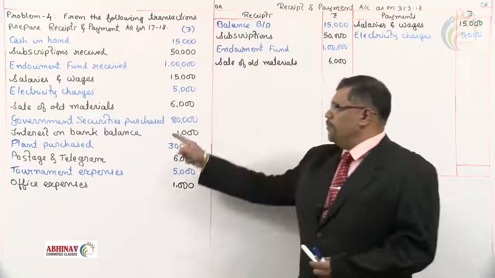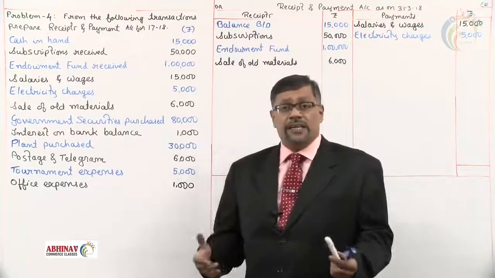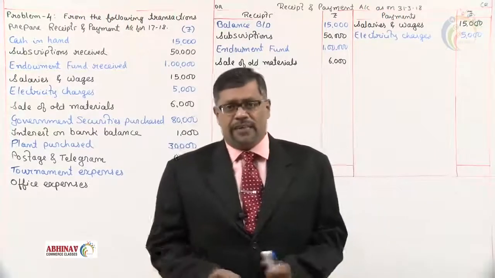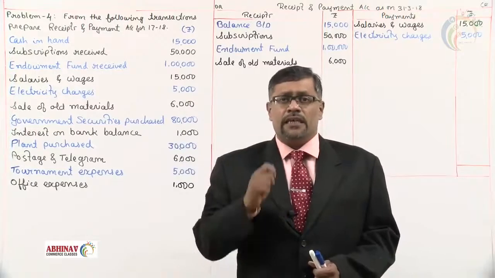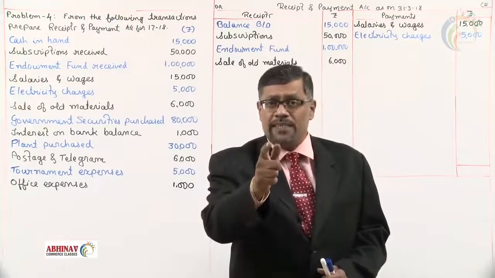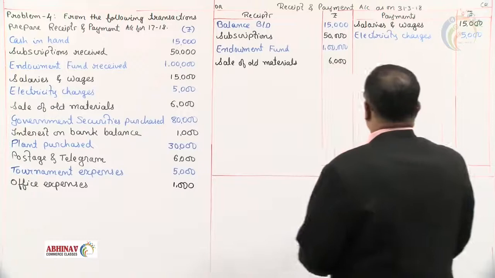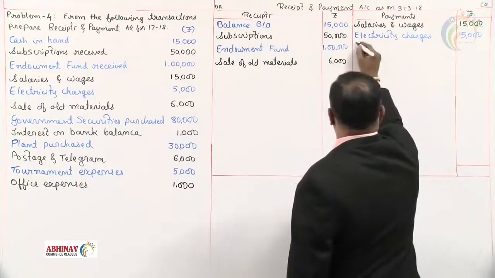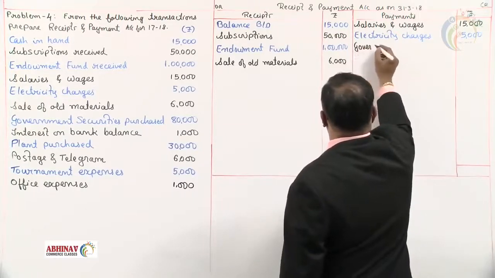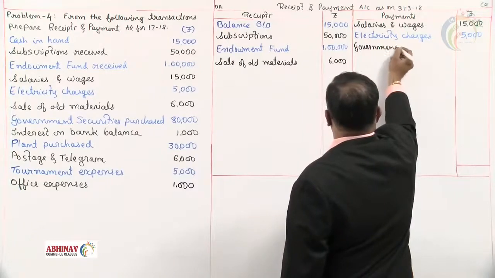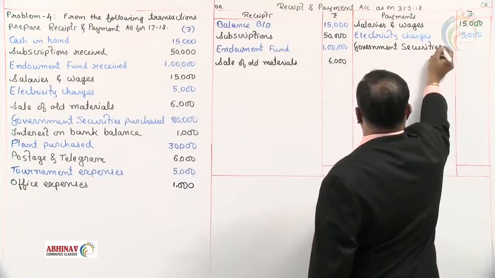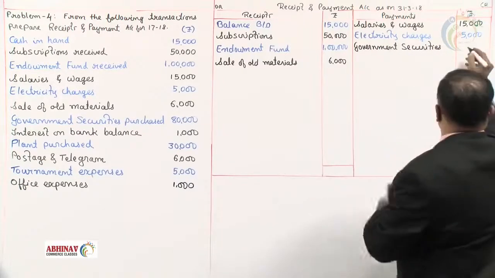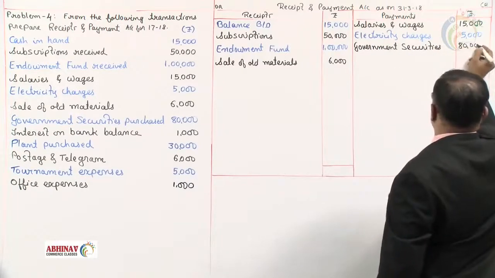Next, government security purchase. Invested the amount in government security. When you purchase the government security, cash goes out. It's a purchase. Cash goes out, it's a payment, on the credit side. Government securities with the amount of rupees 80,000.